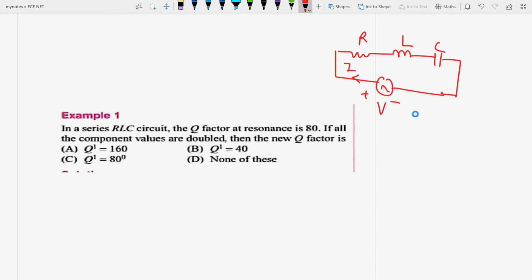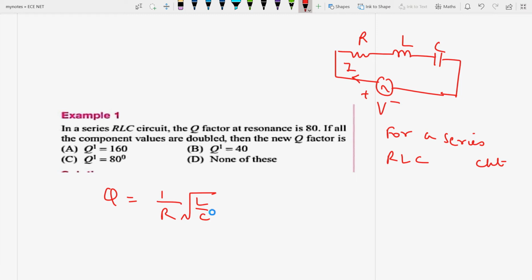You know the quality factor for a series RLC circuit. For a series RLC circuit, you know that the quality factor is 1 upon R under root L by C. This is the formula. I have told you that Q is equal to mod of XL upon R, is equal to mod of XC upon R, and this is equal to 1 by R under root L by C. This you know, the formula.